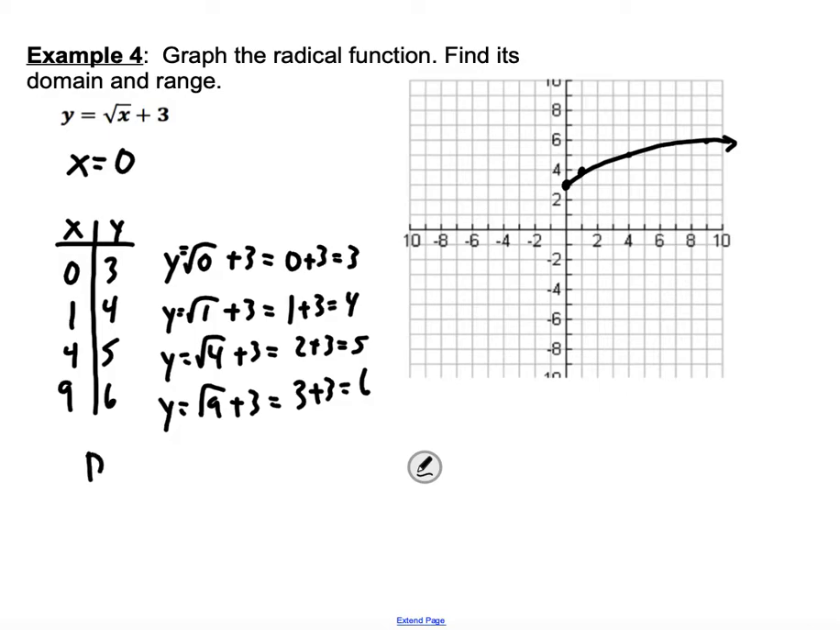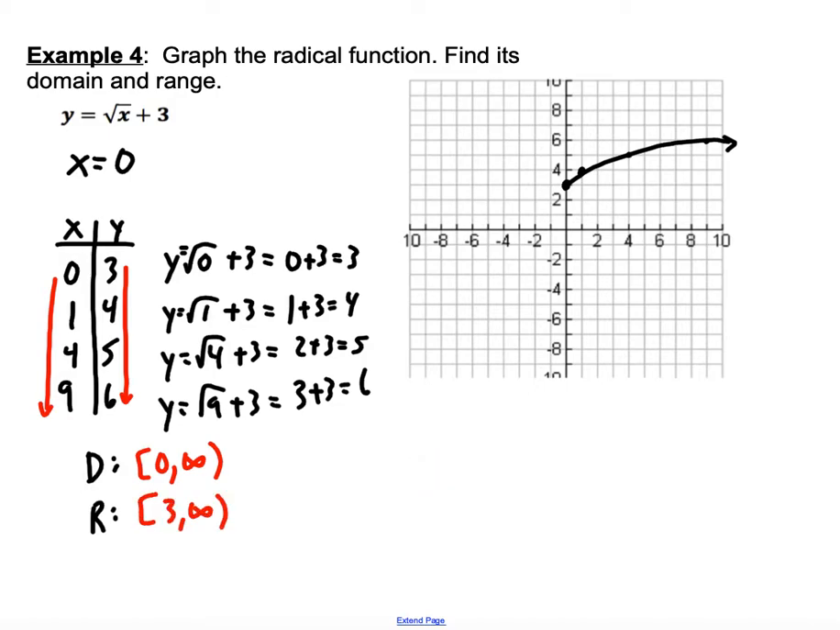Domain and range. Look at your x values. It starts there at 0 and then gets larger. So that is bracket 0, comma infinity, parentheses. Look at your y values. It starts there at 3 and then it gets larger. So that's 3, comma infinity, parentheses.